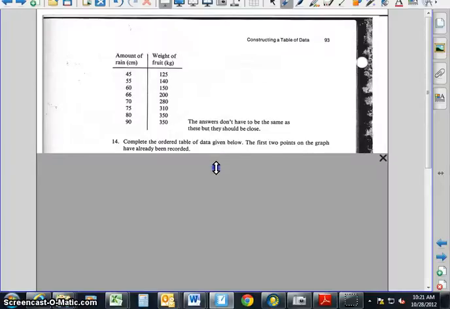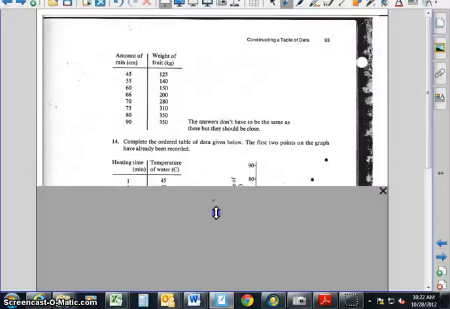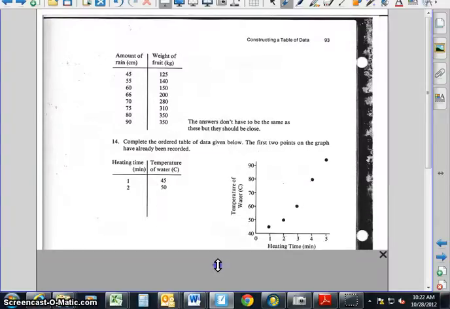All right, complete the order table data given below. The first 2 points on the graph have already been recorded. So again, you get to try this one on your own. You have approximately 2 minutes. Go ahead and go. Don't forget, run then jump. In fact, I'm going to cut this down to 1 minute because you only have 3 points to do.